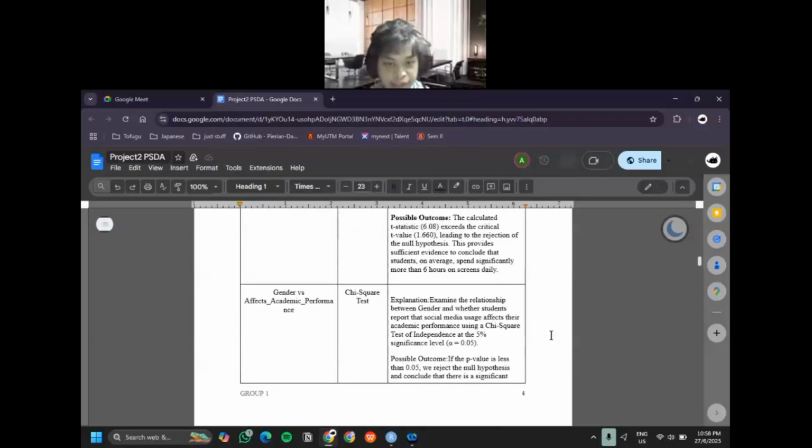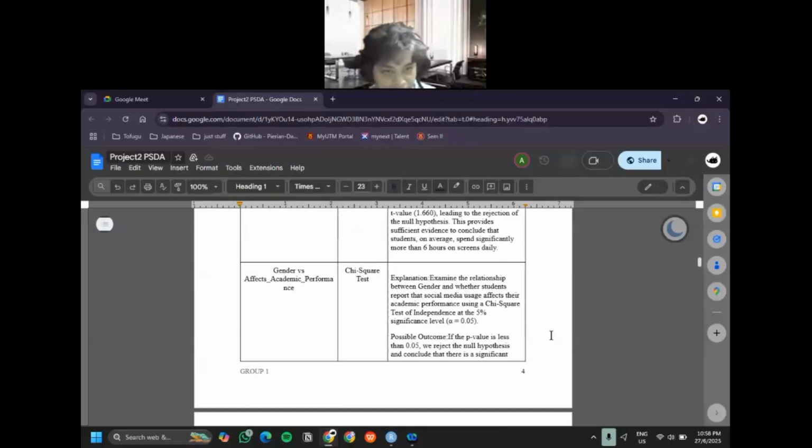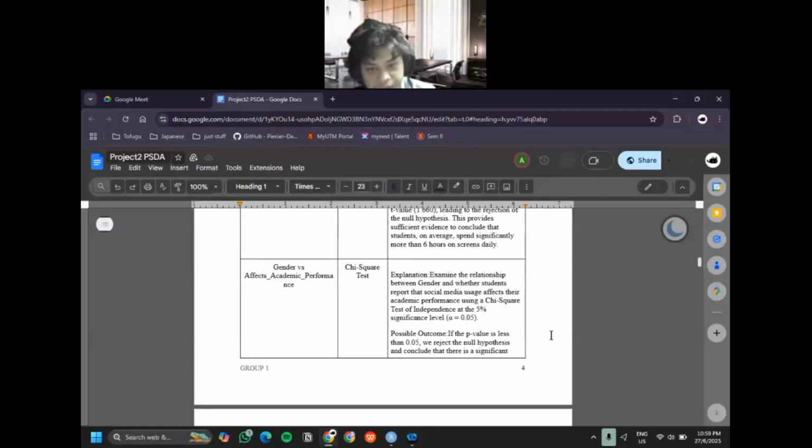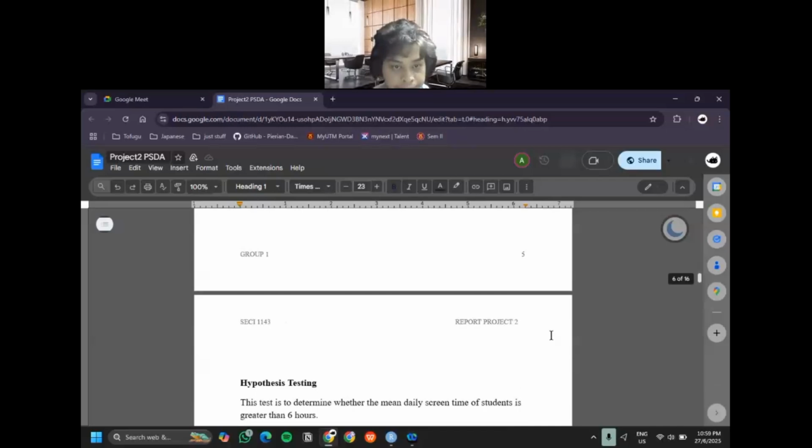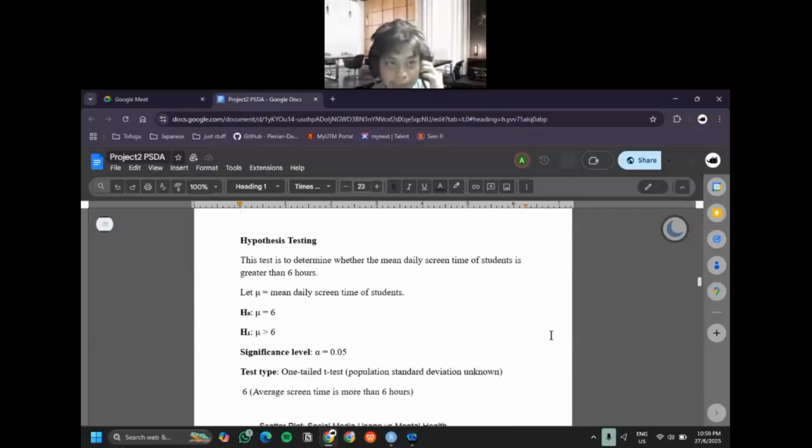And the last test is the chi-square test. We use gender versus affected academic performance. Basically, this test examines the relationship between gender and whether students report that social media usage affects their academic performance. The possible outcome is that if the p-value is less than 0.05, we reject the null hypothesis and conclude there is a significant association between gender and perceived academic performance impact due to social media use. This suggests that the effect of social media on academic performance differs across gender. That's all. Next we will go to the first test, hypothesis testing.